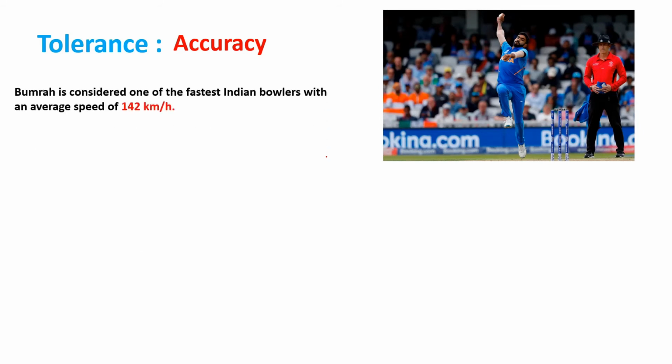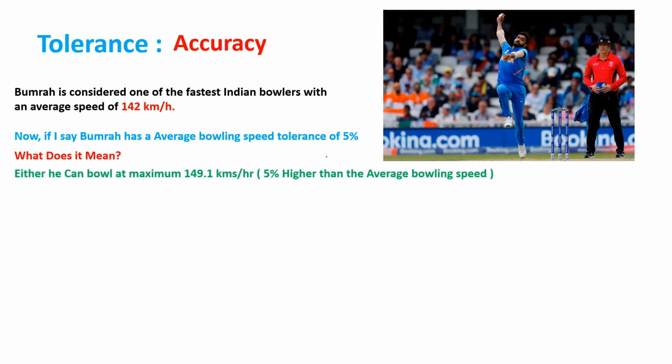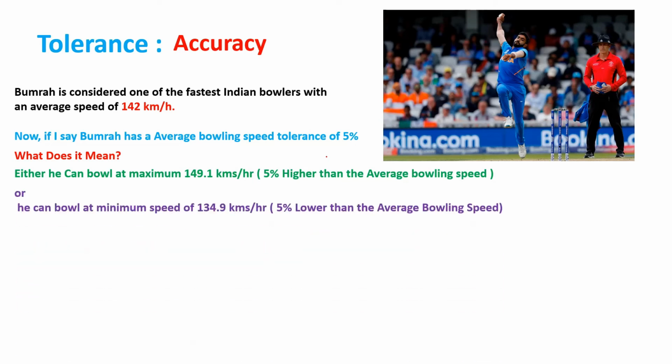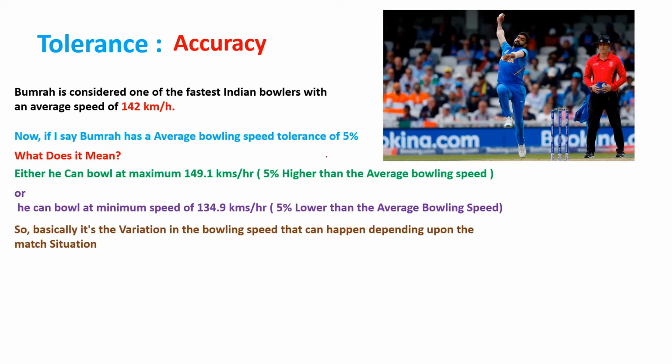So he's Jasprit Bumrah. Bumrah is considered one of the fastest Indian bowlers with an average speed of 142 km per hour. Now if I say Bumrah has an average bowling speed tolerance of 5%, what does it mean? It means either he can bowl at maximum 149.1 km per hour, which is 5% higher than the average bowling speed, or he can bowl at minimum speed of 134.9 km per hour, which is 5% lower than the average bowling speed. So basically it's a variation in the bowling speed that can happen depending upon the match situation.